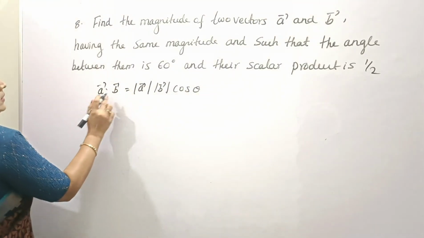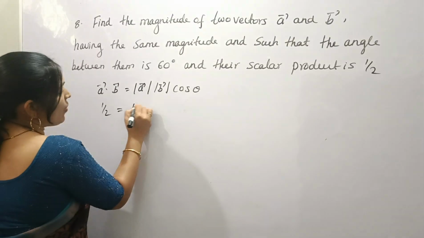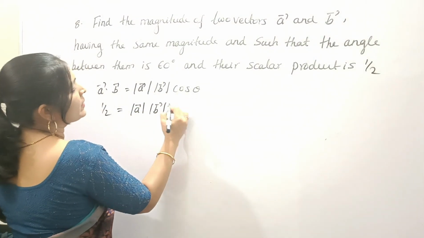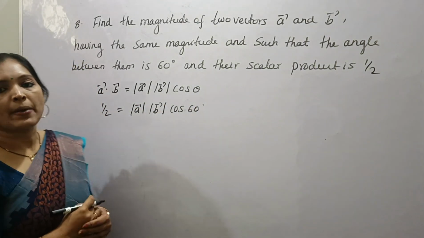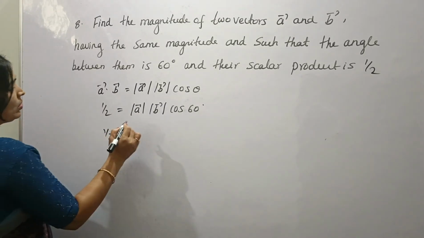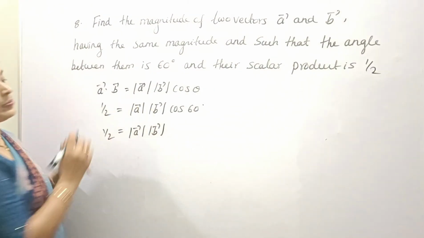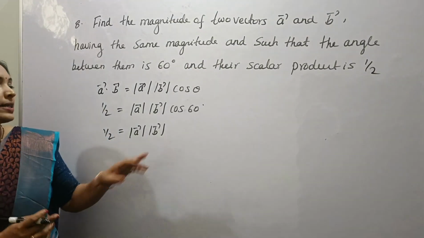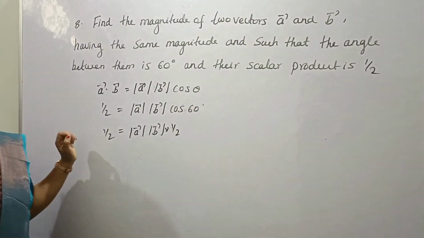Now 1 by 2 is equal to modulus of vector A into modulus of vector B into cos theta, that is cos 60 degrees. Cos 60 means cos pi by 3. So 1 by 2 is equal to modulus of vector A into modulus of vector B. What is cos pi by 3? Cos 60 degrees is nothing but 1 by 2, right? So 1 by 2.